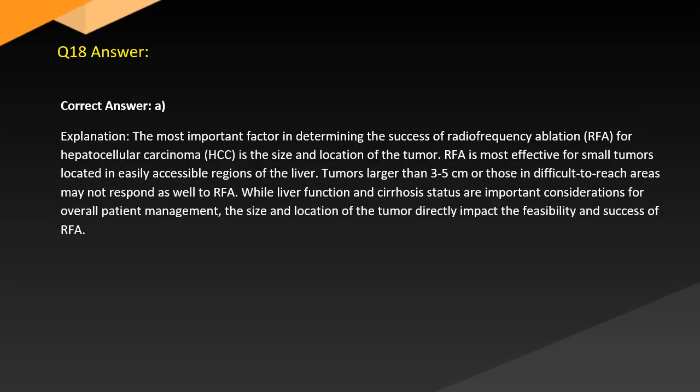Answer. Correct answer A. Explanation. The most important factor in determining the success of radiofrequency ablation (RFA) for hepatocellular carcinoma (HCC) is the size and location of the tumor. RFA is most effective for small tumors located in easily accessible regions of the liver. Tumors larger than 3-5 centimeters or those in difficult-to-reach areas may not respond as well to RFA, while liver function and cirrhosis status are important considerations for overall patient management. The size and location of the tumor directly impact the feasibility and success of RFA.